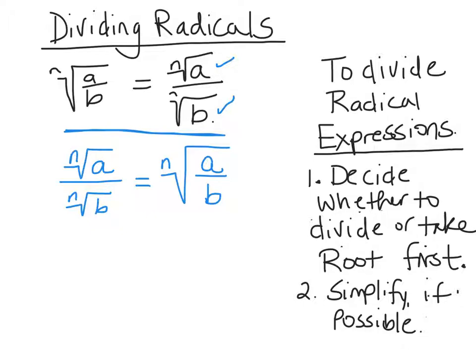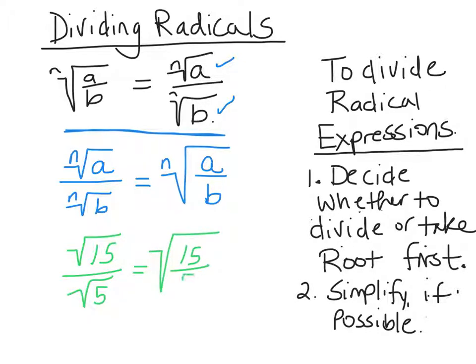Let's look at the square root of 15 over the square root of 5. Alright, so I'm not sure what the square root of 15 is, and I'm not sure what the square root of 5 is. So it's easier for me in this case to divide those numbers since 15 is divisible by 5. So I'm going to rewrite this as the square root of 15 over 5. Then I'm going to do this division.